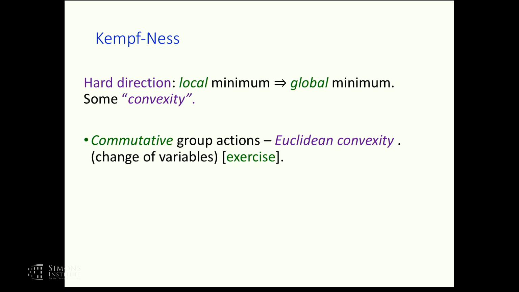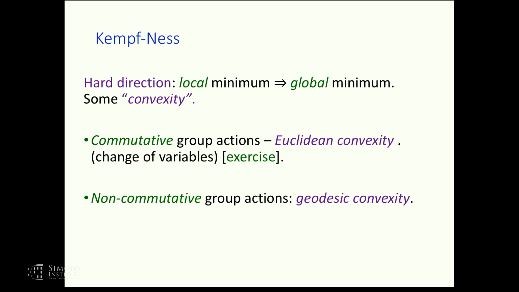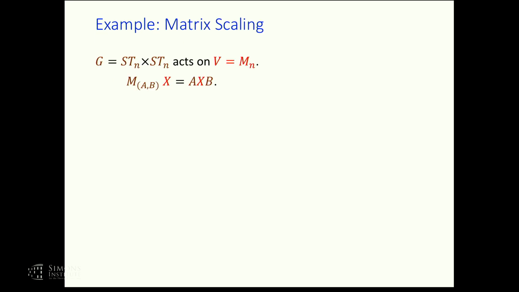And what these people have done is to show that this holds in much more generality, only that the convexity that exists there is geodesic convexity. You simply have to work in a different metric. But the same philosophy holds. This picture is the same. You have local minimum implies global minimum. Convexity arises naturally in this setting. So here's an example, again, matrix scaling.